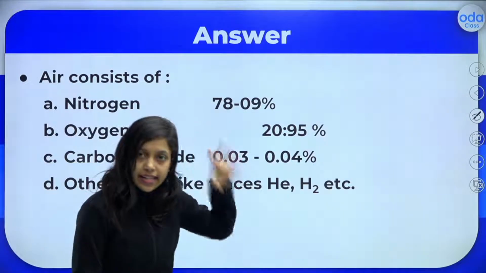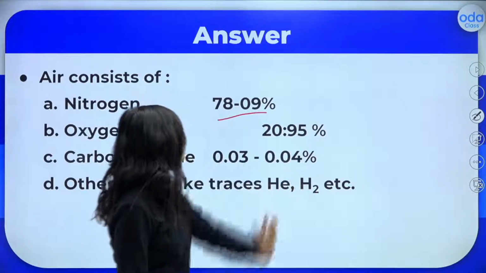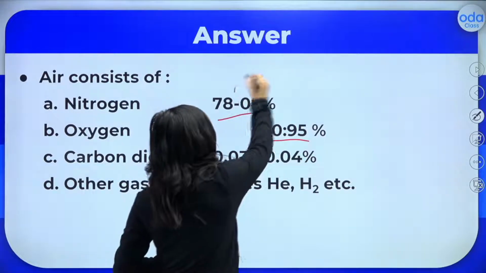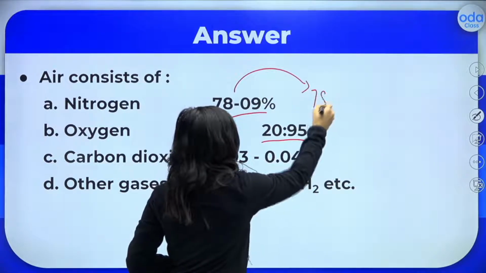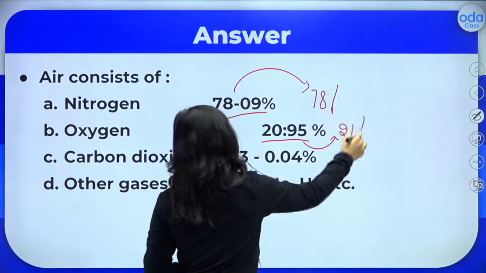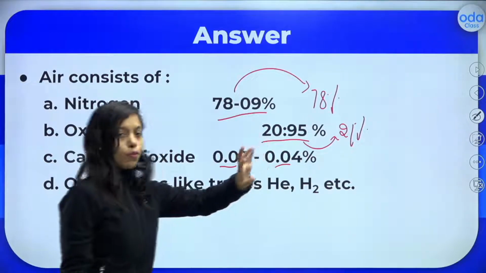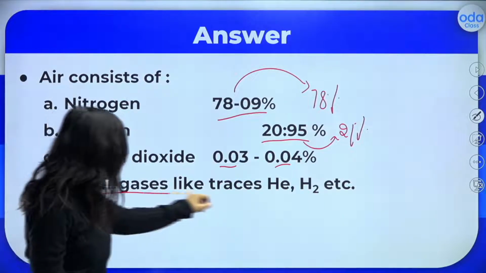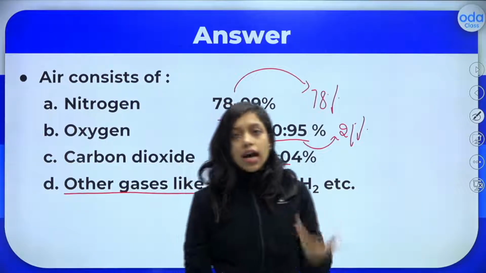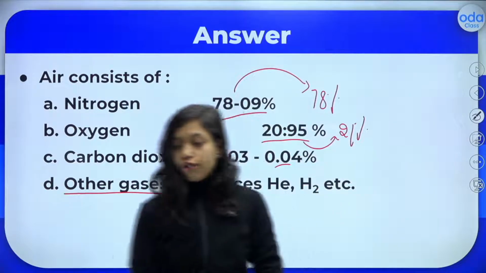If you need the exact amount or percentage, nitrogen is 78.09, oxygen is 20.95. This we can approximately write as 78, this will be 21, and carbon dioxide is 0.03 to 0.04. Other than that, there are other gases like traces of helium, water vapor, argon, xenon, all these things, right? So this is the composition of air.